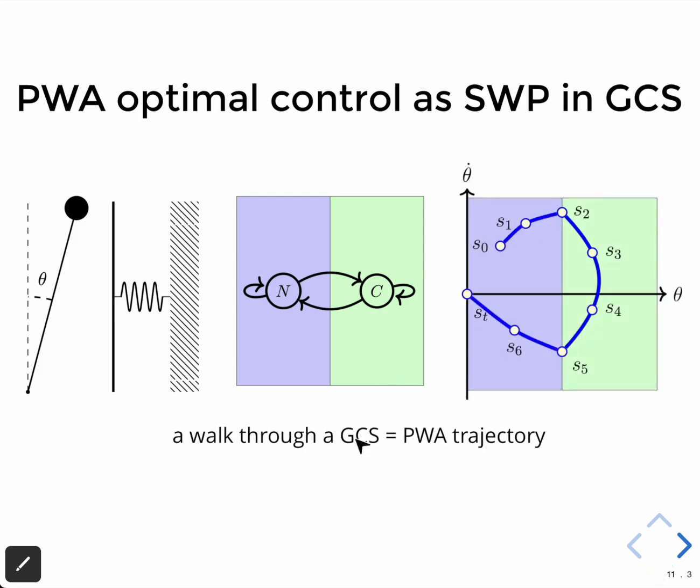Right, so then a walk through this GCS is equivalent to a piecewise affine trajectory, so piecewise affine optimal control can be cast as the shortest walk in a GCS.